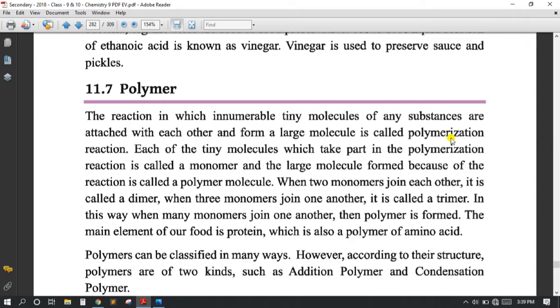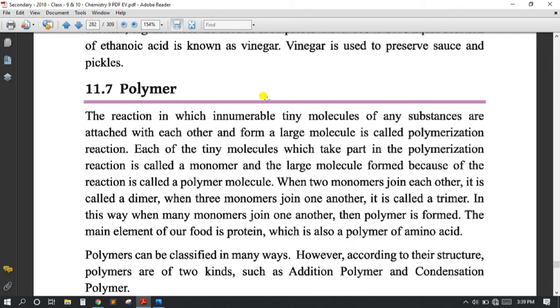I will explain polymerization reaction with some examples so you can understand better later. Each of the tiny molecules which take part in polymerization reaction is called monomer, and the large molecule formed because of the reaction is called polymer molecule. So you will understand these topics later when I explain in today's lecture with examples.